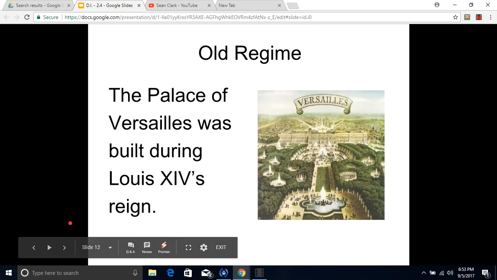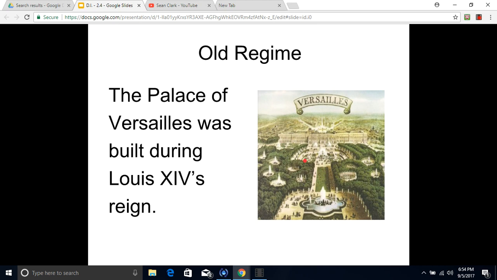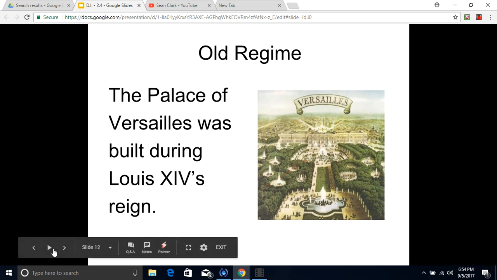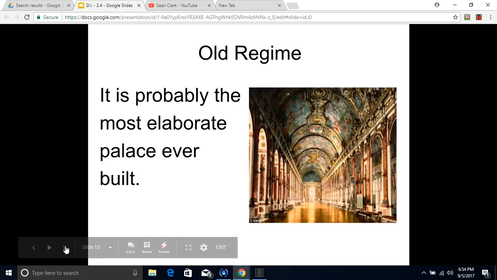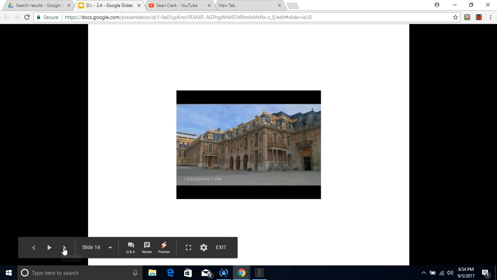His home, the Palace of Versailles, was built during his reign. The Palace of Versailles, which was built just outside of Paris, is one of the great palaces ever built. 1,300 rooms. It took 28 years to build. Hundreds and hundreds of acres of garden and fountains, and it's just absolutely amazing. Still stands today as a museum. Next slide. It is probably the most elaborate palace ever built. This is one of the most famous rooms in the palace, a room known as the Hall of Mirrors.